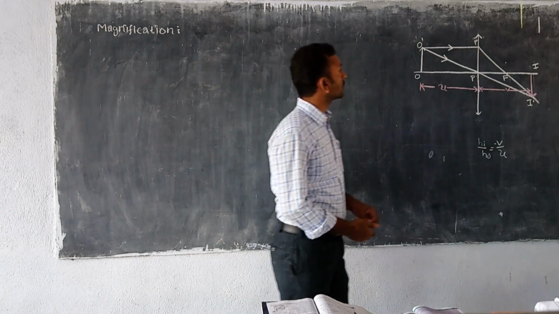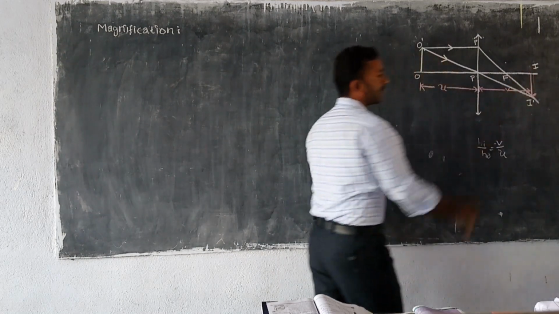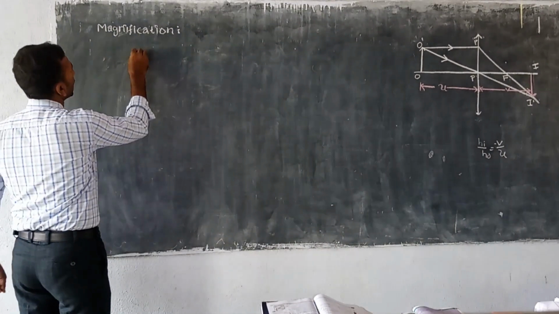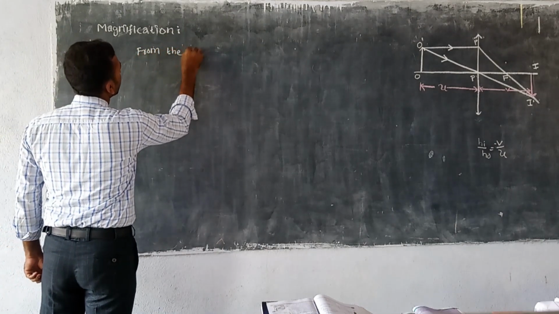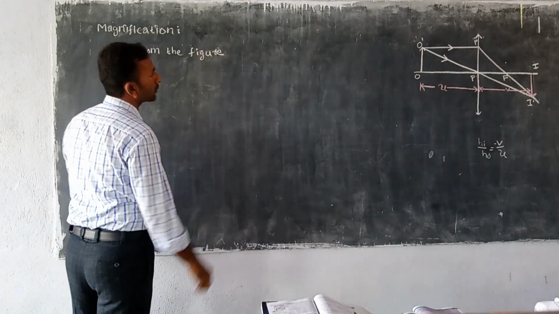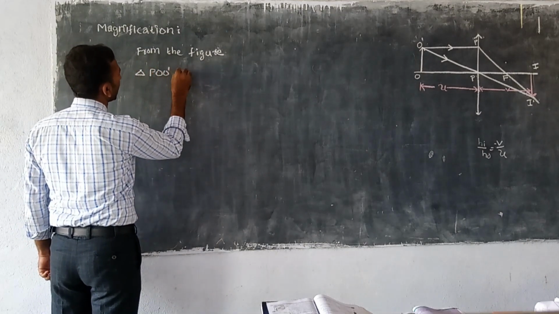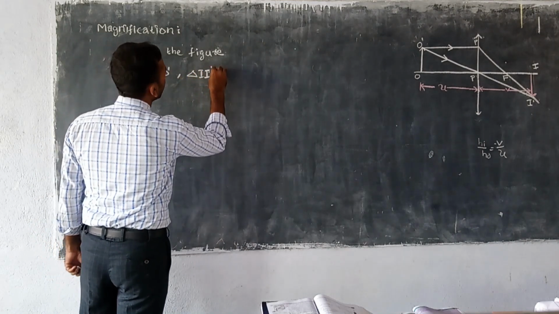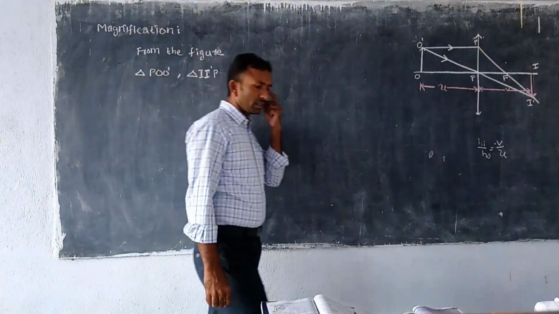What are those two similar triangles? From the figure we can identify them: triangle PO dash and triangle I dash P. These two are the similar triangles. So we can write the ratio here.